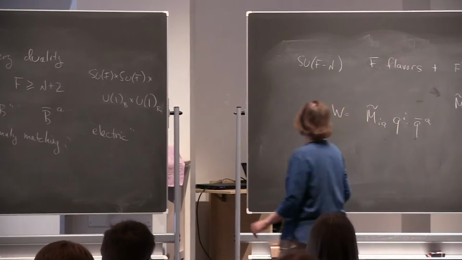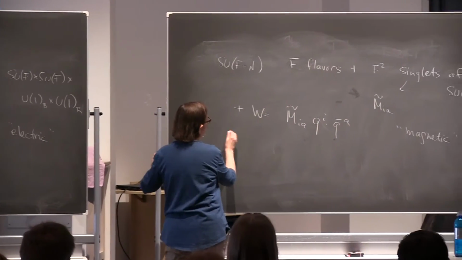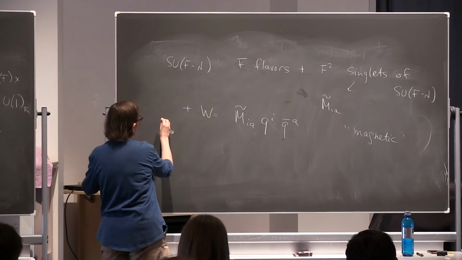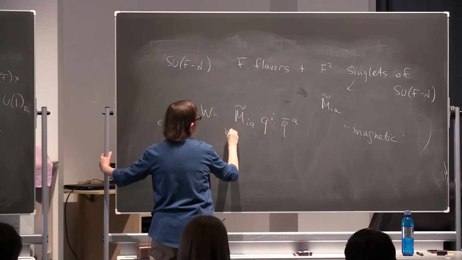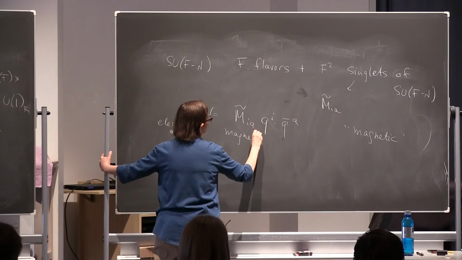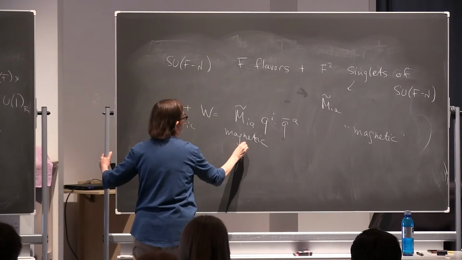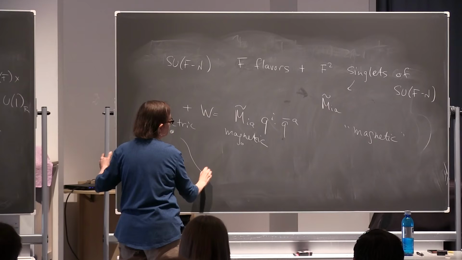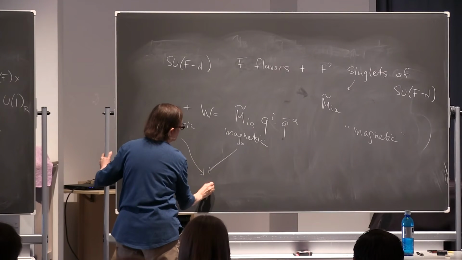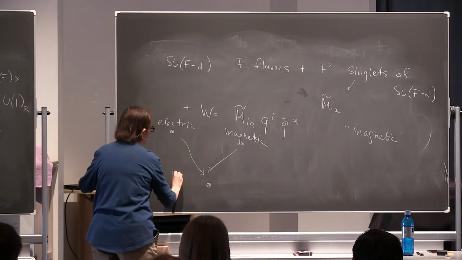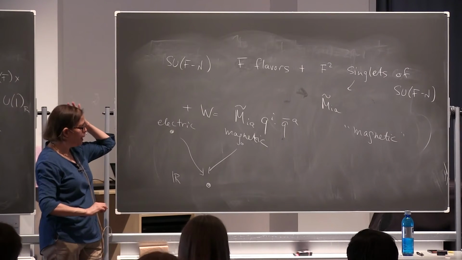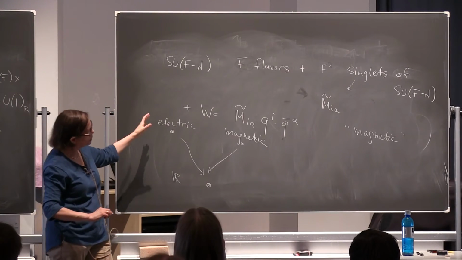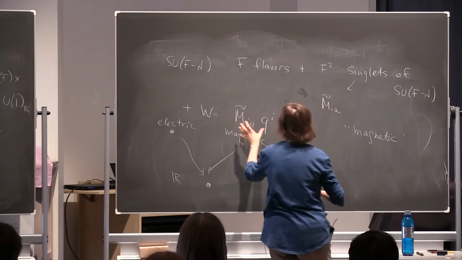And the interesting thing that happens is that you start from our electric theory and our magnetic theory in the UV, and you let them flow to the IR, and they both flow to the same infrared theory. Now, I'm not going to describe this. You can already see why this term is important.